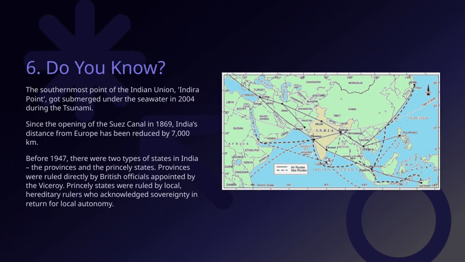Did you know that the southernmost point of the Indian Union, called Indira Point, actually got submerged under seawater back in 2004 during the devastating tsunami? It's a powerful reminder of how natural disasters can impact even our most remote borders.